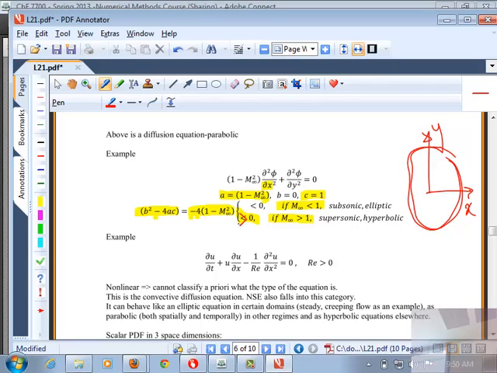What do you notice about that problem? It's a partial differential equation. It's a scalar equation. U is the unknown. U is a function of x and t. RE is the parameter. Can you classify that as elliptic, parabolic, or hyperbolic?